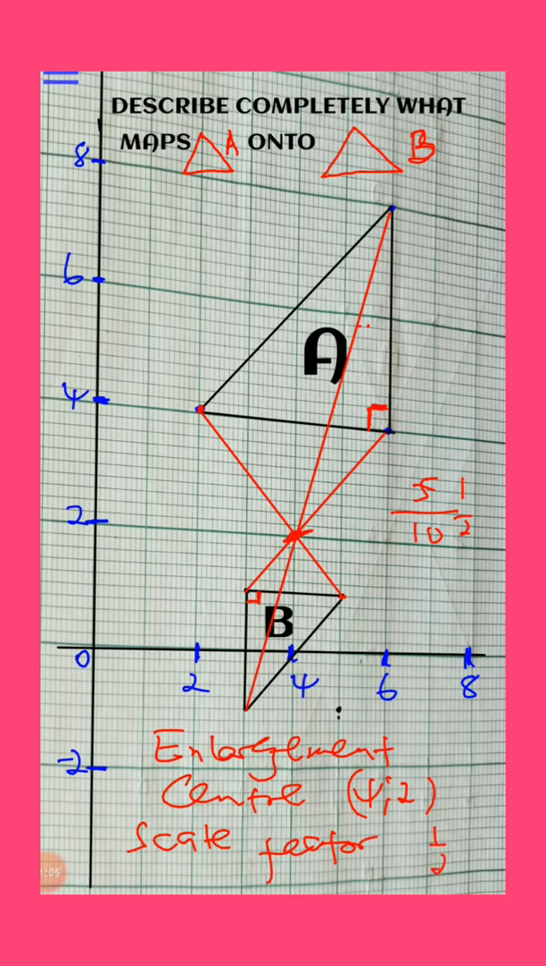But now the center is in between the object and the image. So that makes the scale factor negative. When the center is in between the object and the image, the scale factor will be negative. So the final answer is enlargement, center (4, 2), scale factor minus half.